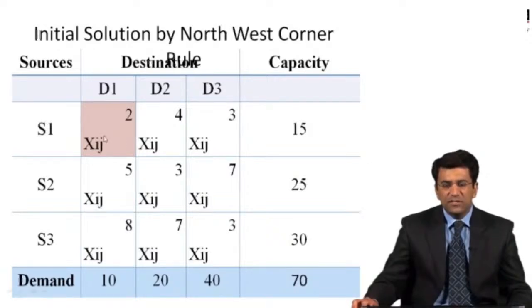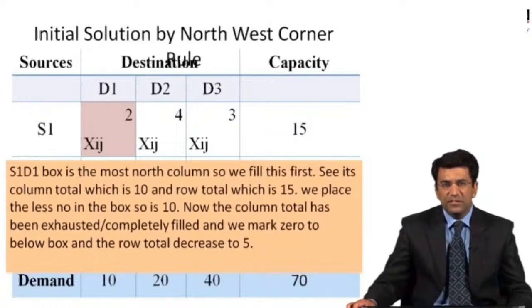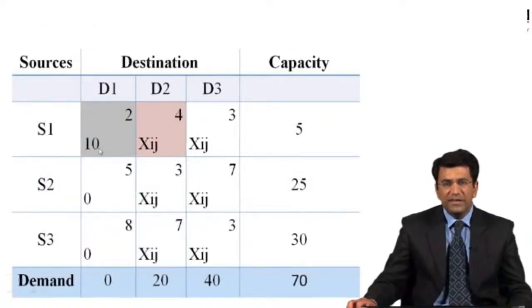When we put 10 in this particular cell, it means the whole demand for the first destination is exhausted, and we cannot add any other number in this column, because we cannot disturb the total demand for a particular destination. Similarly, when we add 10 here, the total supply of S1 is reduced by 10, and it becomes 15 minus 10, that is 5. So this is the way we fill the first column. We write 0 here, because we cannot add any other number in this column and disturb the total demand of destination D1.